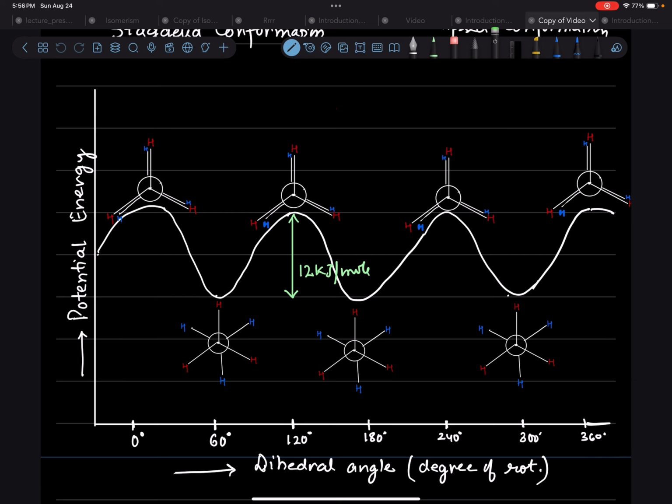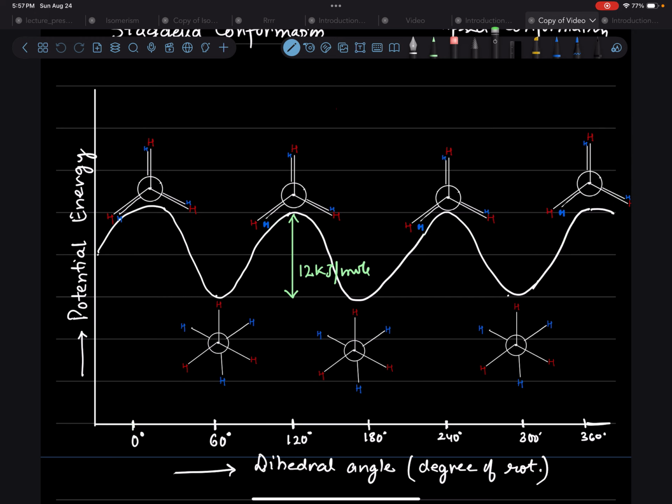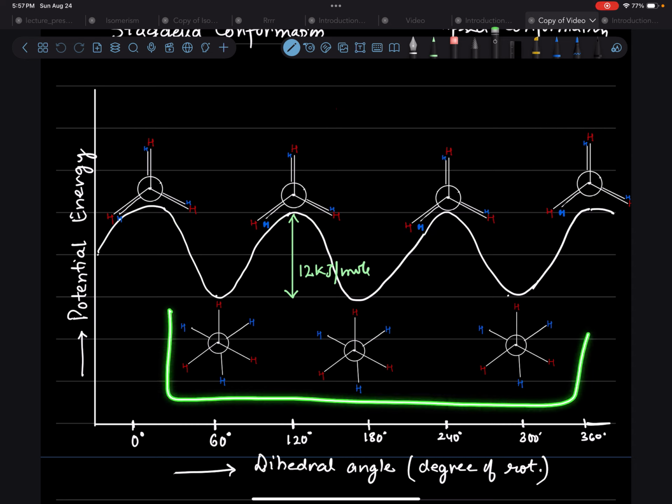Right? All the eclipsed conformations are of the same energy. So whether it is at 0 degrees or 120 or 240, all of them are of the same energy. So they are all degenerate in terms of energy. All staggered conformations are also degenerate.